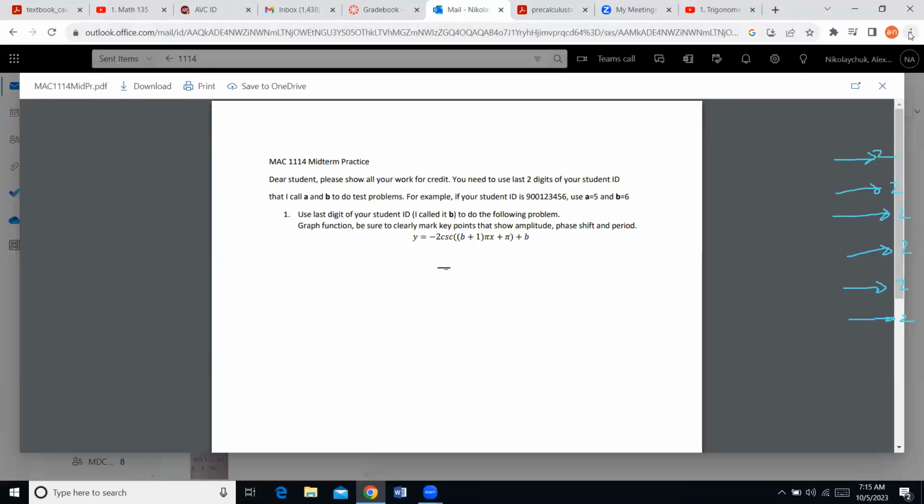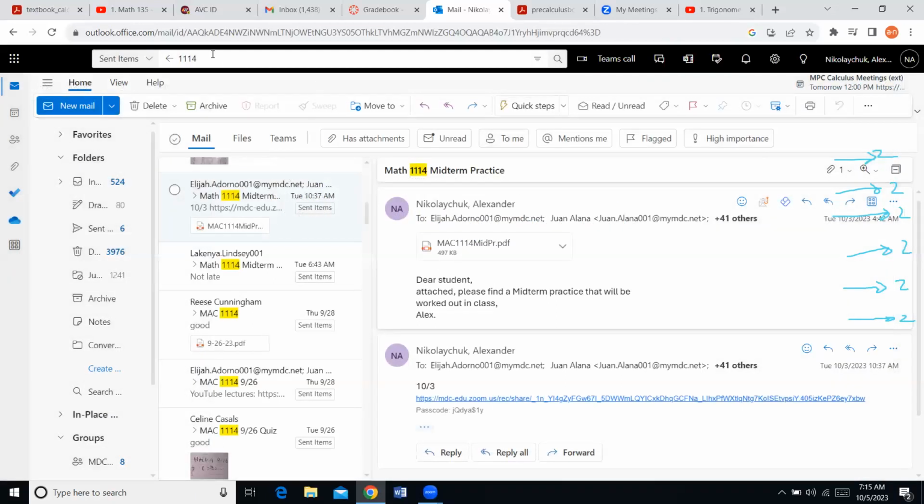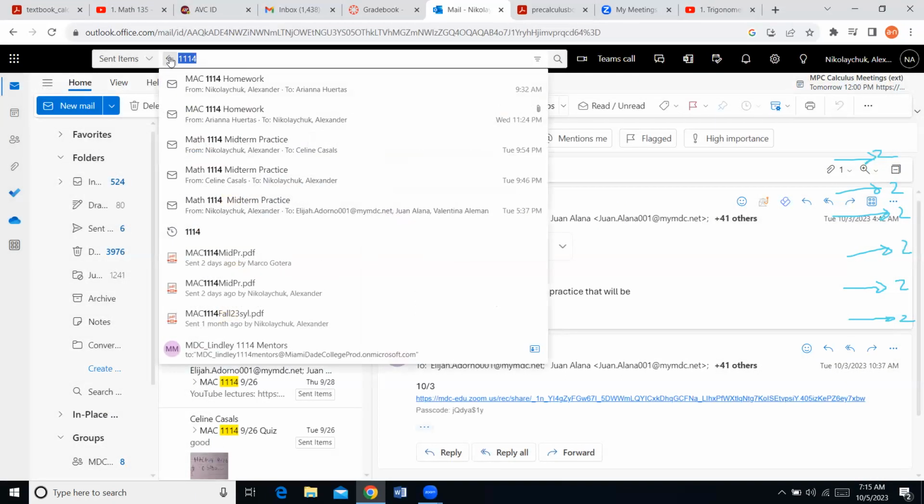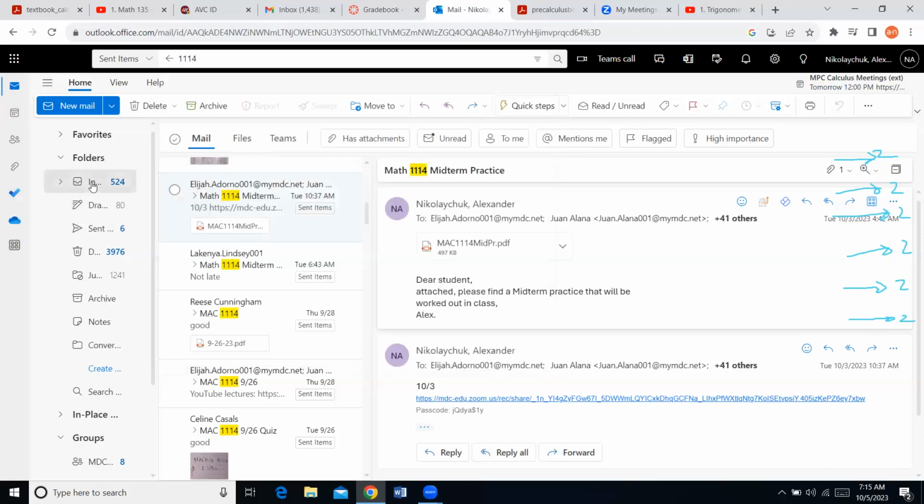So you just go to the student email, and all you need to do is type 1114, and you will get all the messages from me, but not in the sent folder, because you didn't send it. I sent it to you. I was sending them, not receiving. So you should go to your inbox and type 1114 in the inbox.